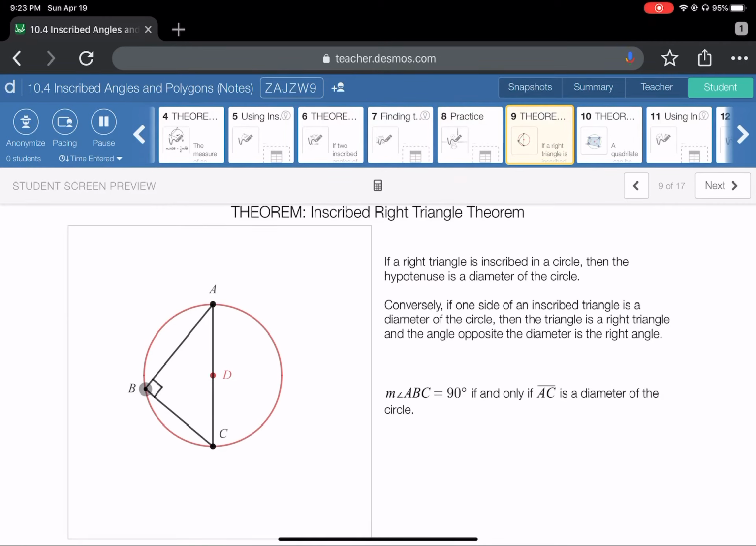We have a couple theorems now to talk about before we go on to our last example. Here we have the inscribed right triangle theorem. If a right triangle is inscribed in a circle, then the hypotenuse is the diameter of the circle. And this is important to know. If I have a right angle, which means a 90-degree angle, then this side, AC, has to be the diameter. The hypotenuse has to be the diameter. Conversely, if one side of an inscribed triangle is the diameter of the circle, then the triangle has to be a right triangle. What I'm going to do here is move this point B. And notice how no matter where I move point B, the triangle that is created is always going to be a right triangle. Always, no matter what. That is the case because the hypotenuse, AC, is the diameter of the circle, and it has to work that way.